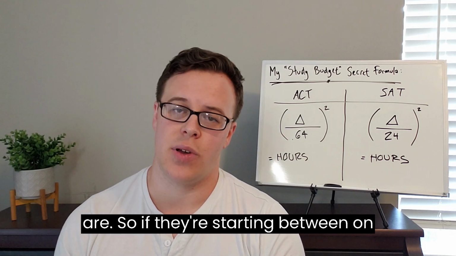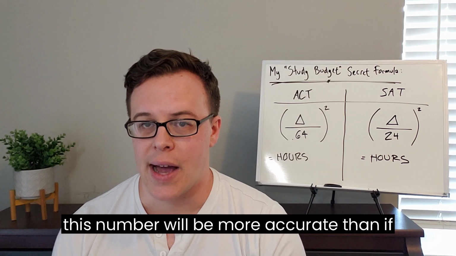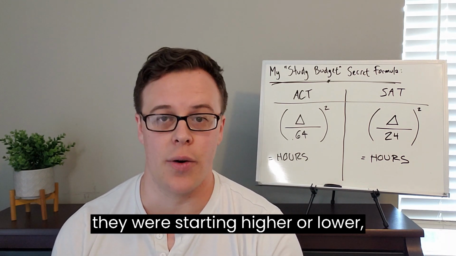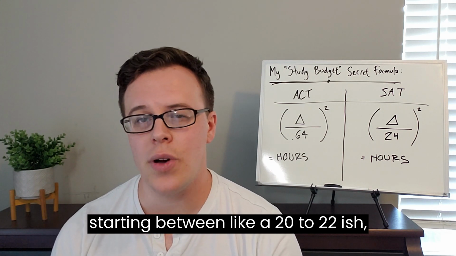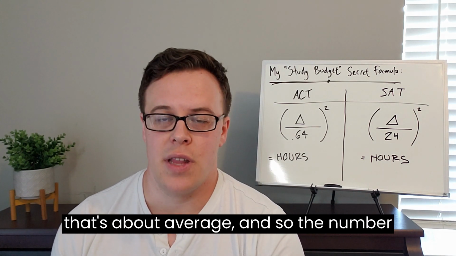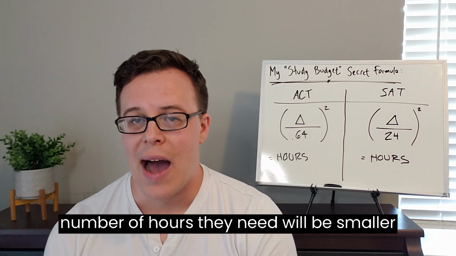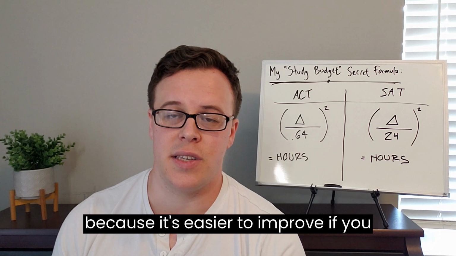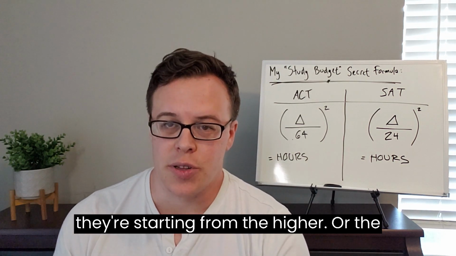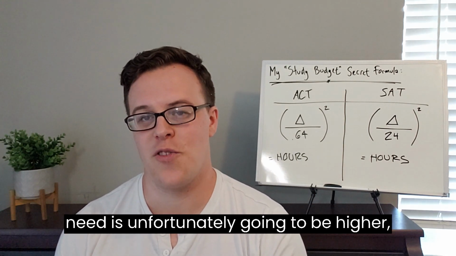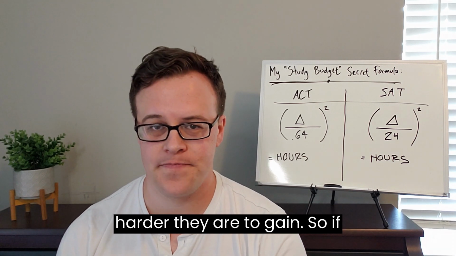So if they're starting on the SAT between 1,000 and 1,100, this number will be more accurate than if they were starting higher or lower. And on the ACT, if they're starting between like a 20 to 22-ish, that's about average, and so the number will be more accurate then. If they're starting lower than that, the actual number of hours they need will be smaller because it's easier to improve if you start from a lower score. And if they're starting from a higher score, the number of hours that they're going to need is unfortunately going to be higher because the more points you need, the harder they are to gain.